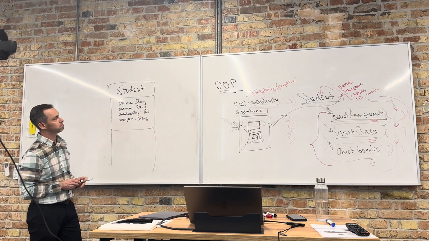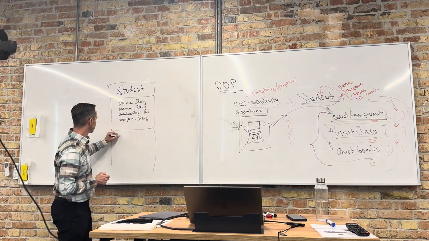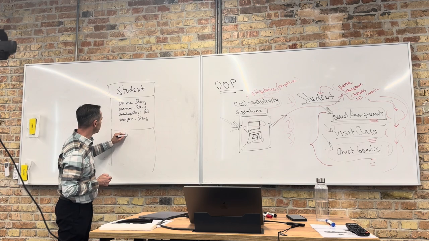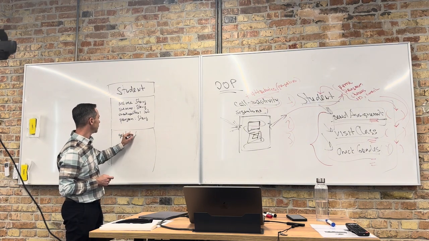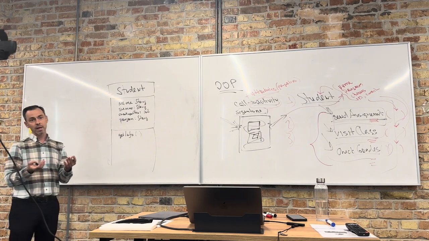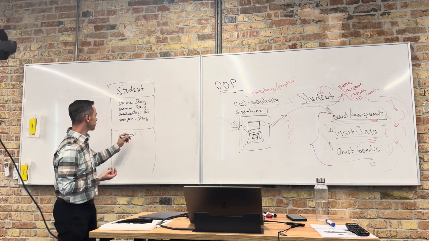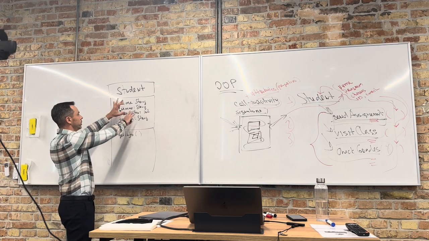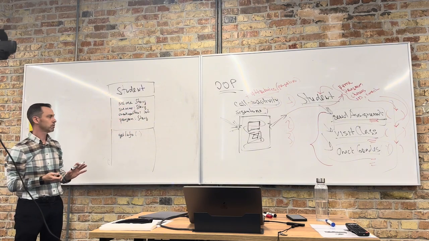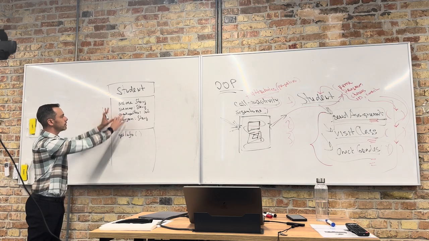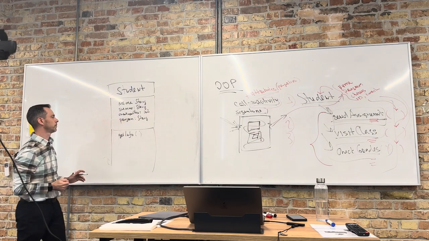So let me add a method, get information. The get information method will return a string which contains all the information about this student. So we encapsulate that inside this object.